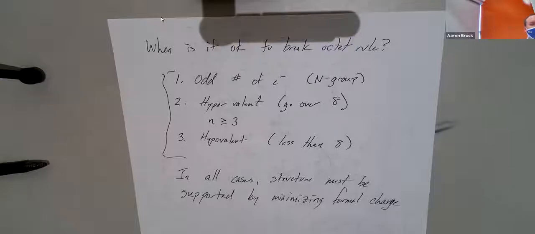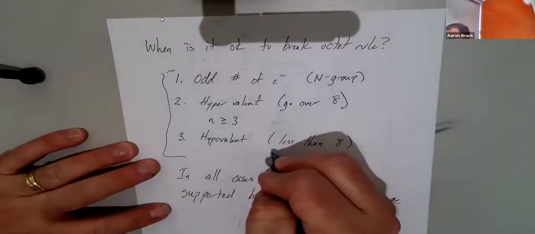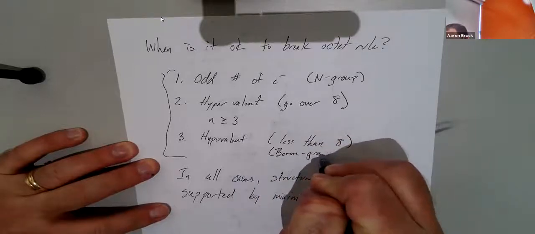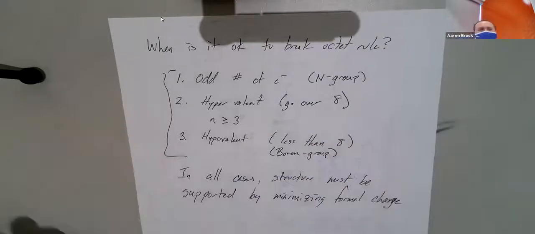The third scenario, hypovalency. That is, is there a scenario where it's okay to have fewer than 8 electrons, and not just because it's an odd number? Atoms are capable of doing this, but where we see it the most often is in the boron group.